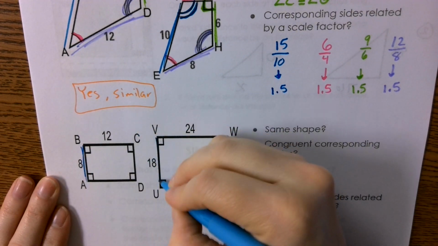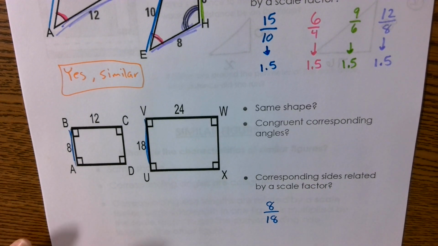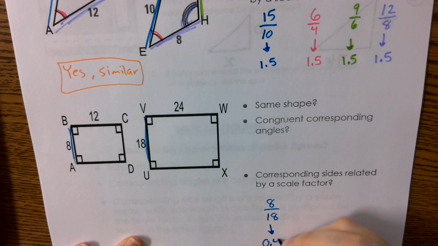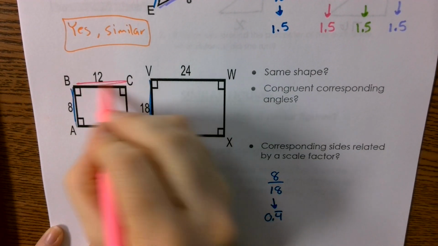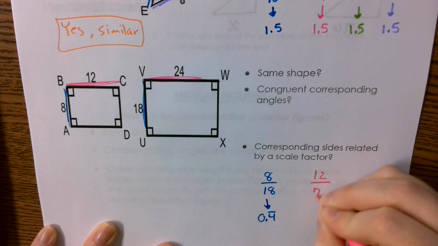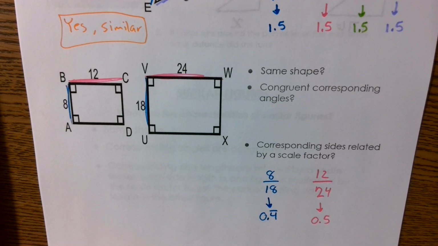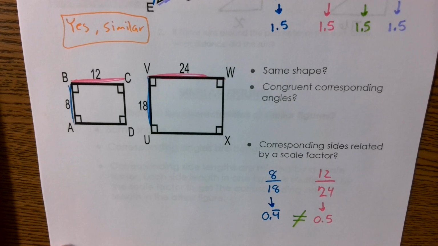We've got the 8 and the 18. If we do 8 over 18, that is going to come out to 0.4 repeated. But then when we do 12 and 24, 12 over 24 is going to come out to 0.5. Those are not equal. So with them not being equal to each other, that means this is not similar.